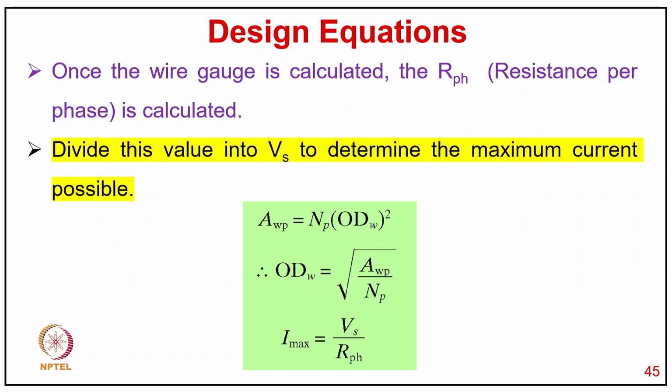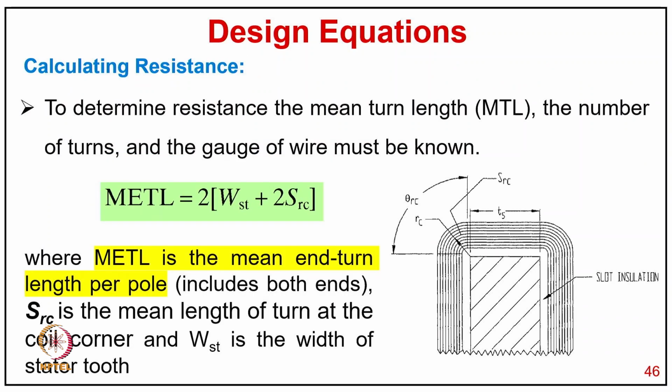So once the wire gauge is calculated, then the resistance per phase RPH is calculated. Divide this value into Vs to determine the maximum current possible. So AWP equals NP ODW square, and ODW is under root AWP upon NP, and I max equals Vs upon R phase. So to determine the resistance, the mean turn length and number of turns and the gauge of wire known, METL equals 2 in bracket WST plus 2 SRC, as you can see in the dimensions.